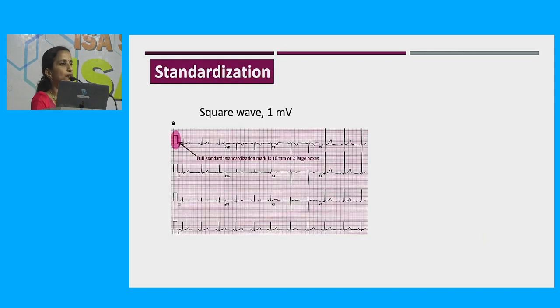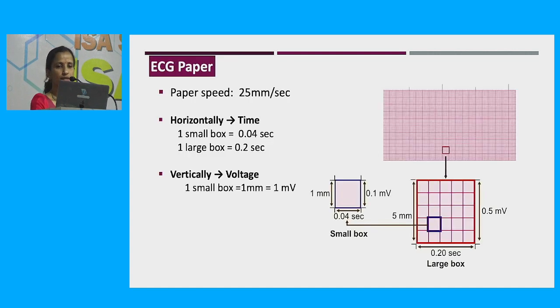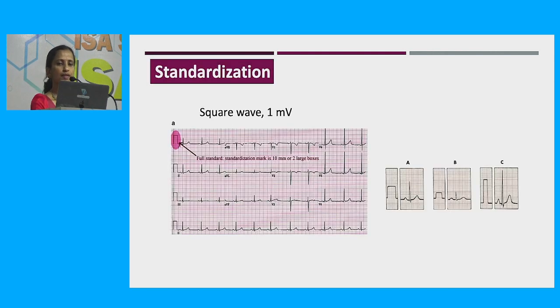And another important point is the standardization. This is often shown at the beginning or at the end of the ECG paper. It usually is a square wave pattern of 1 millivolt. So this is also important. It has to be 2 large squares. If the standardization is less, that means all the waves will be of lesser amplitude. If it is more, all the waves will be of higher amplitude. So you have to make sure that the standardization is also correct before interpreting an ECG.